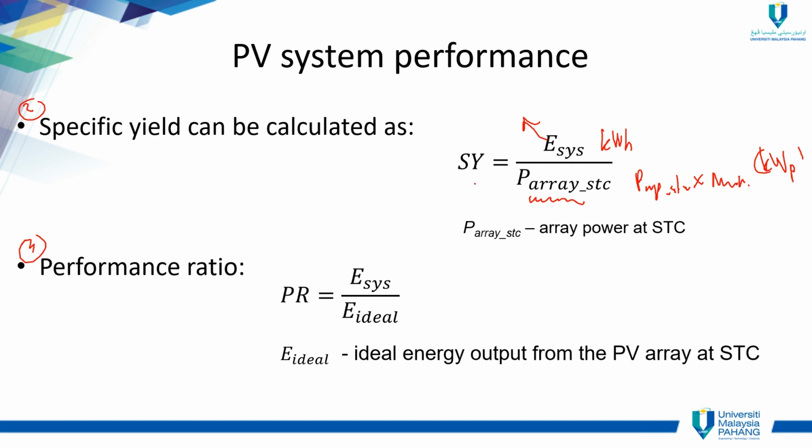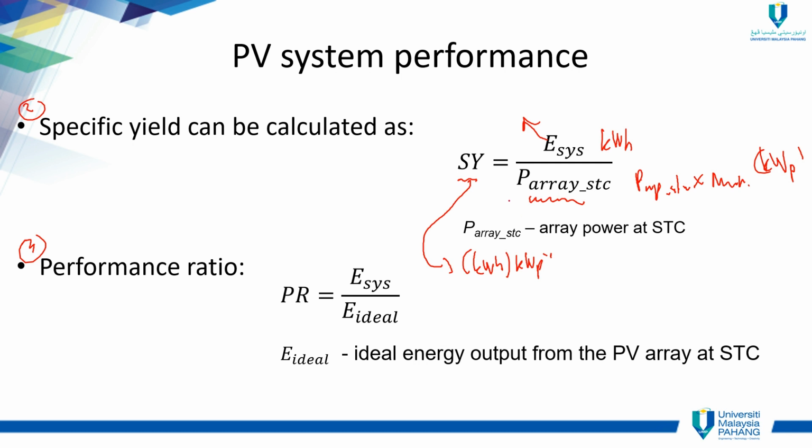But the one thing that you need to be very careful about is the specific yield, though it doesn't cost much in the marks. The unit is kilowatt hour, kilowatt peak minus one. Okay. This is the unit of the specific yield. Though we can cancel the kilowatt, that is not the case.